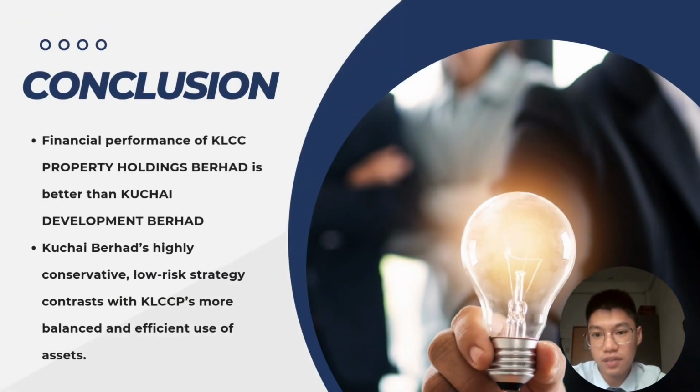To conclude the analysis, Kuchai Development Berhad's highly conservative, low-risk strategy contrasts with KLCC Property Holdings Berhad's more balanced and efficient use of assets, while Kuchai Development Berhad prioritizes safety at the expense of growth. KLCC Property Holdings Berhad makes better use of its resources to generate stronger returns and consistent profitability. To summarize, the financial performance of KLCC Property Holdings Berhad is better than Kuchai Development Berhad.